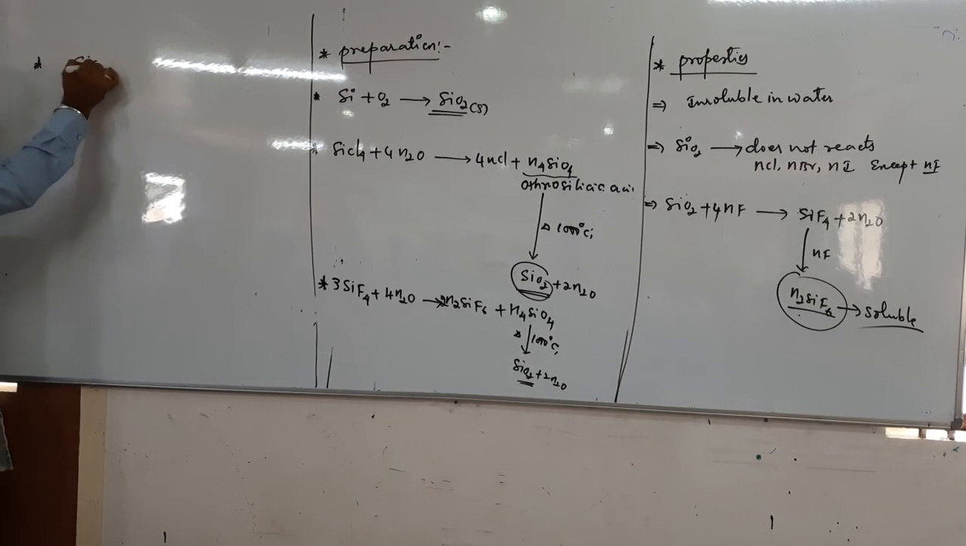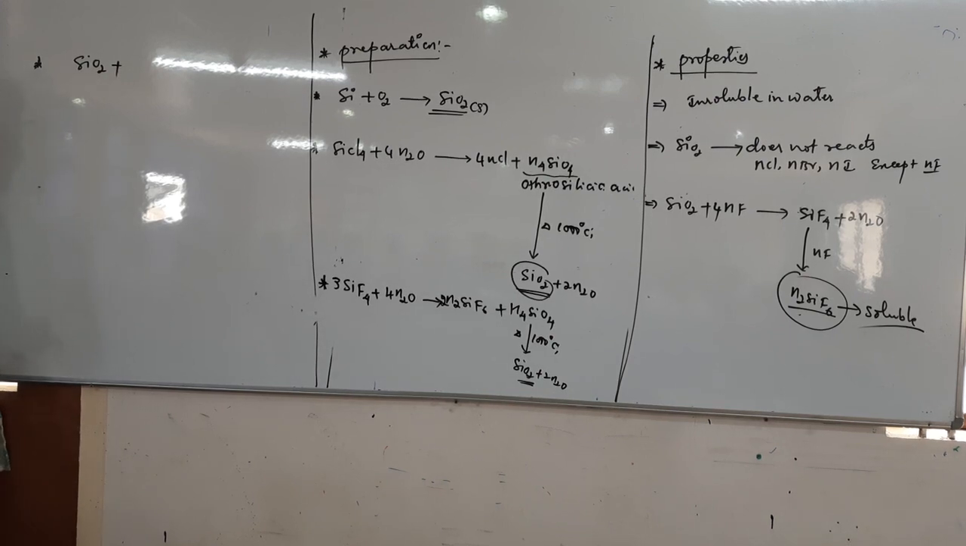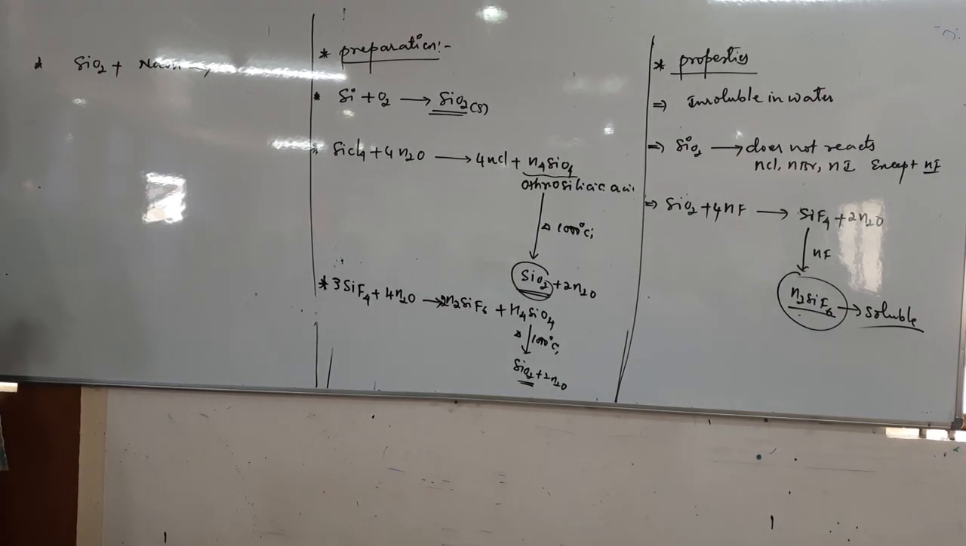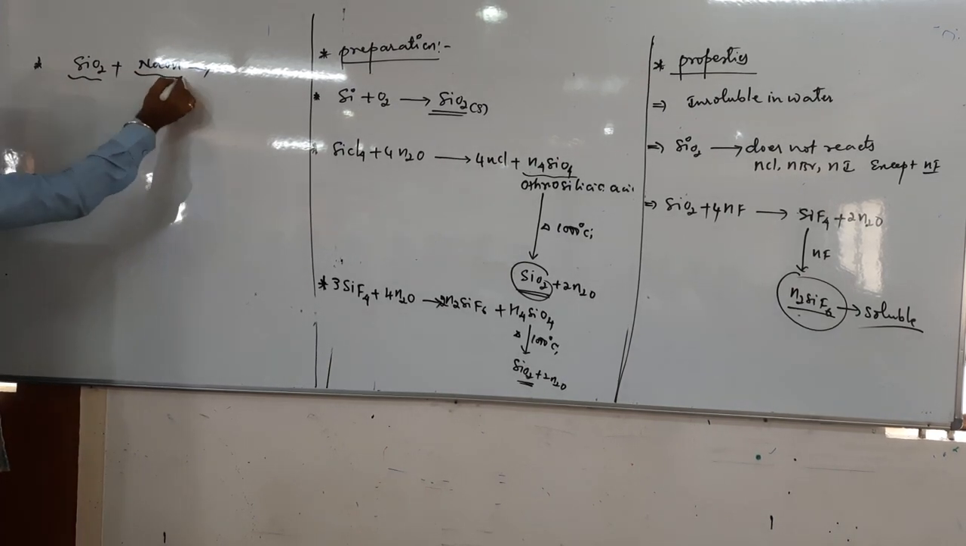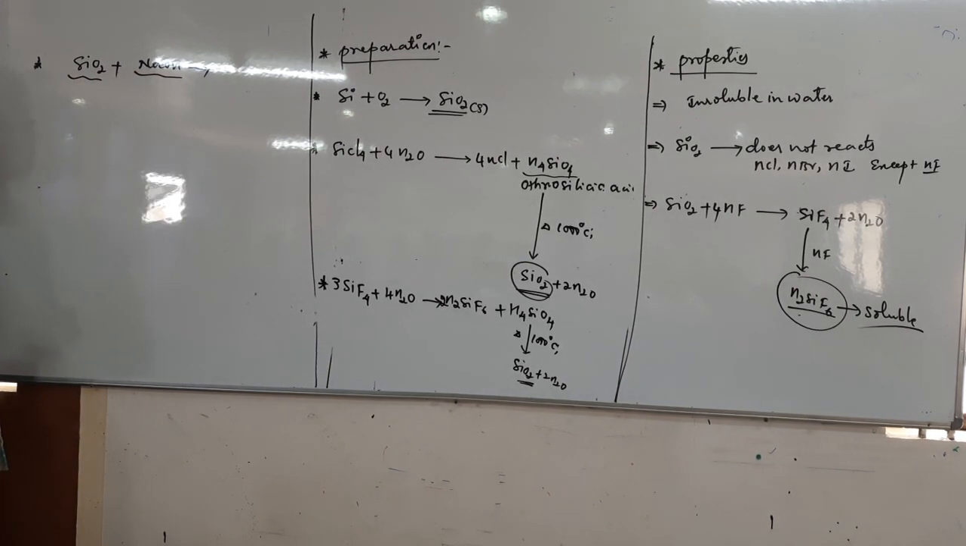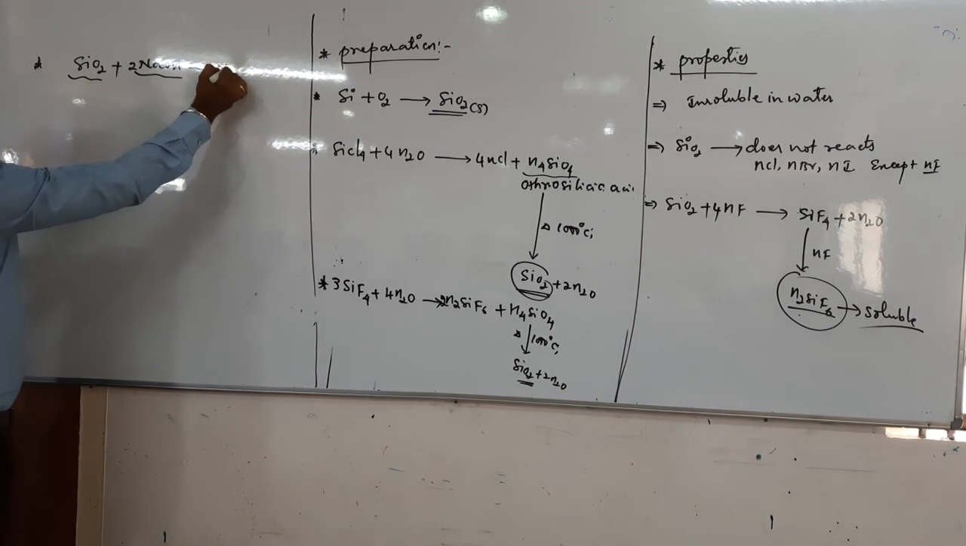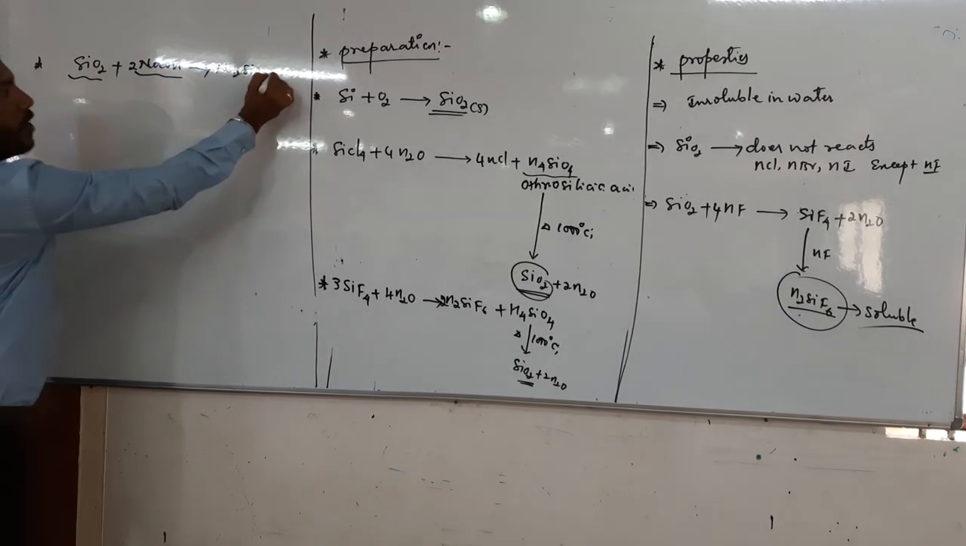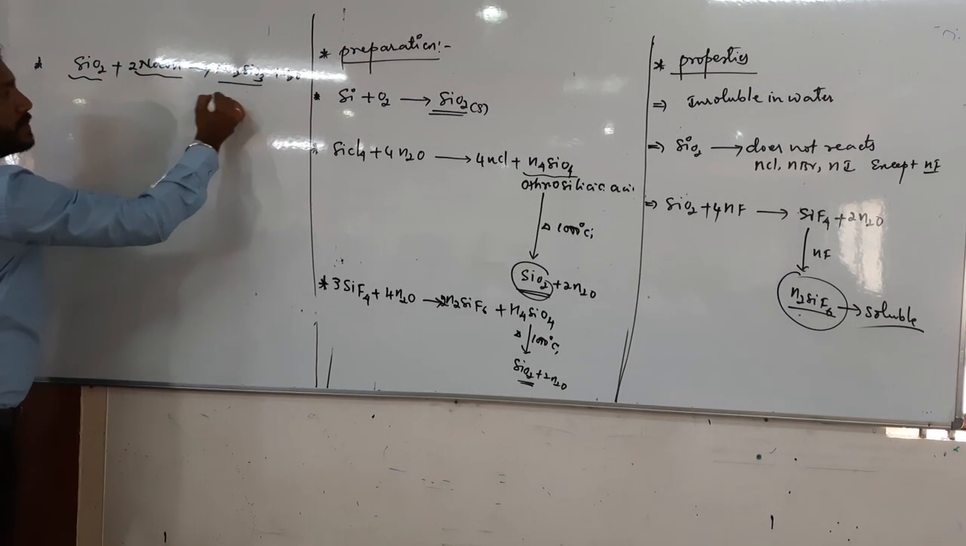Suppose SiO2 reacts with NaOH. Guys, silicon dioxide, that is silica, reacts with the base NaOH, and Na2SiO3, sodium silicate, has been formed.